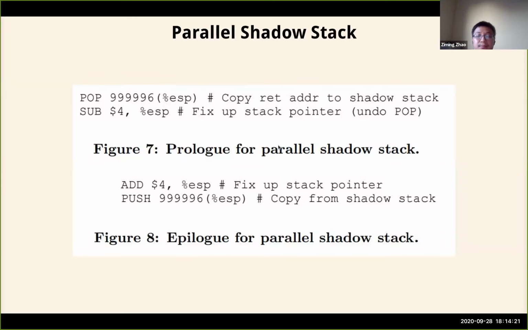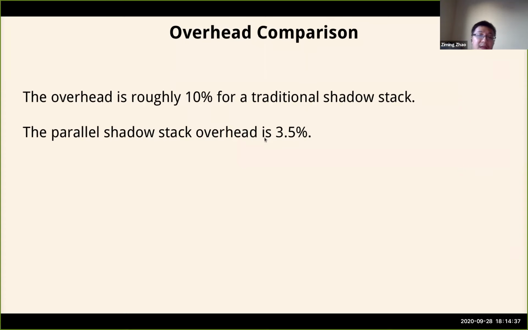That's very simple. And they argue that this is kind of like the optimal way to implement shadow stack. They do not see any other way to implement shadow stack, at least on this architecture. So the overhead for traditional shadow stack is like 10%. For this new type of shadow stack, they claim that overhead could be as low as 3.5%. So that's basically what shadow stack is. Any questions for shadow stack?